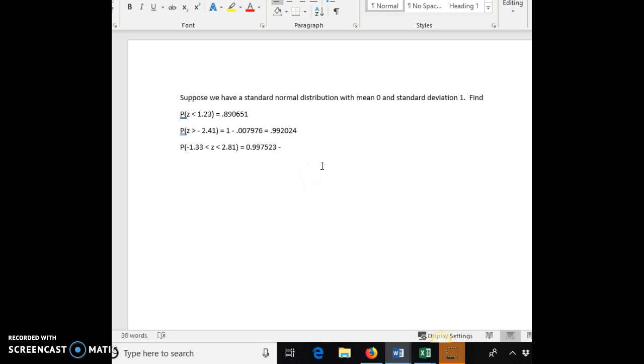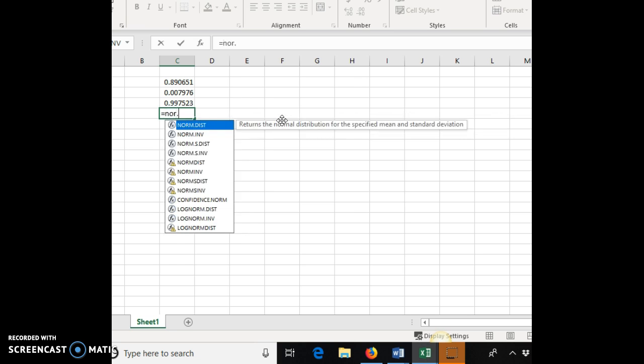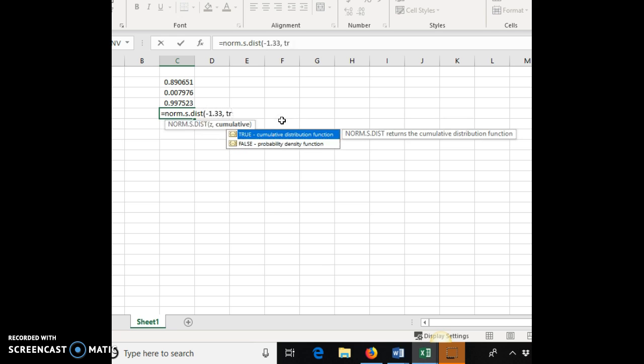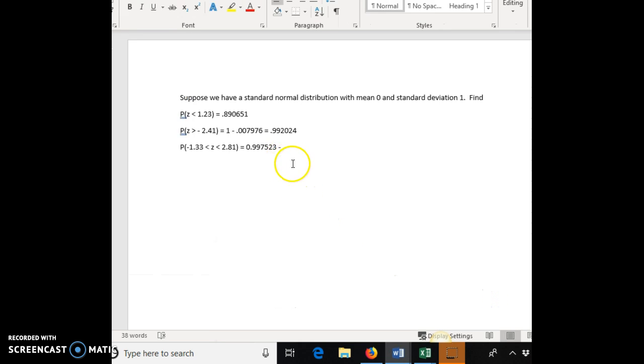All right, now let's look up negative 1.33. Same thing, norm.s.dist and the word true. And that gives us 0.091759. And then let's do that computation. And this ends up giving 0.905764.